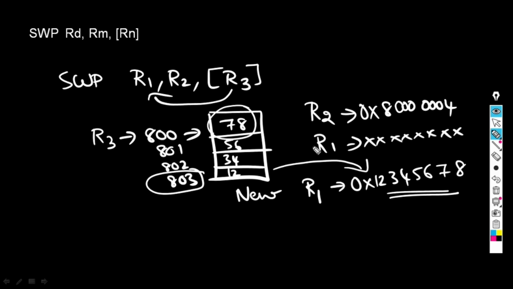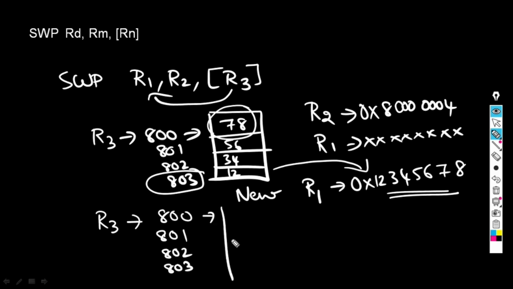Next, what happens to the content of this particular location? R3 remains pointing at 800, 801, 802 and 803. New values are updated, that is you will get 8, 0, 0, 0, 0, 0 and 0, 4. So that's what happens here.